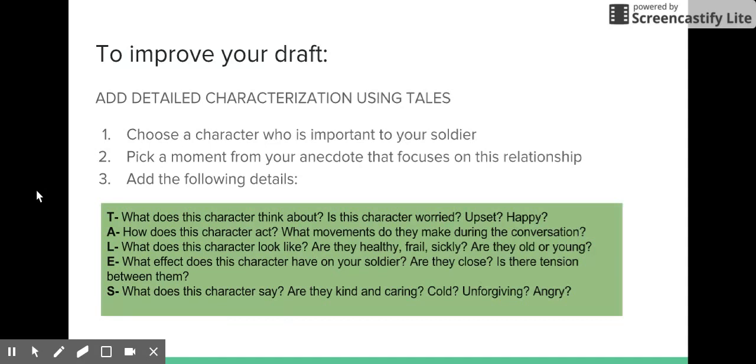So think about TALES. What is this character thinking about? What movements do they make? What do they look like? What effect does the character have on your soldier? Is there tension between them? And then what does this character say specifically? So I think those details will give us a lot more insight into whatever character you're using.